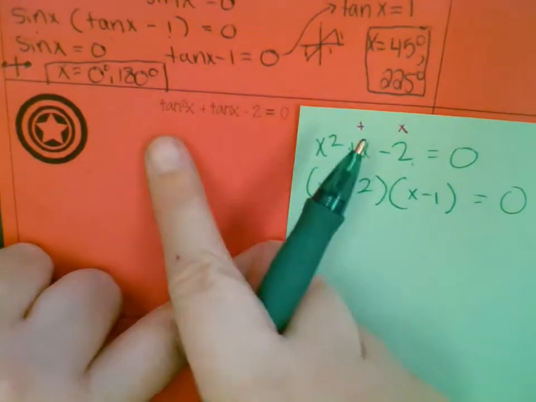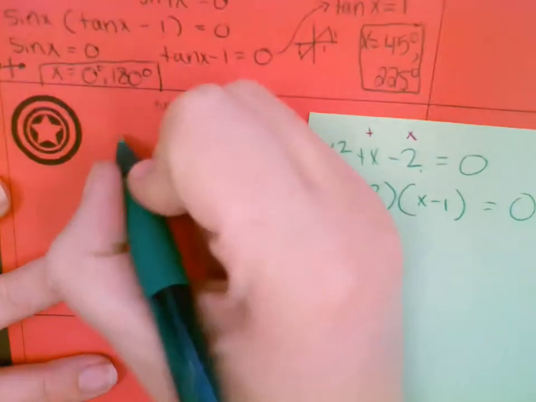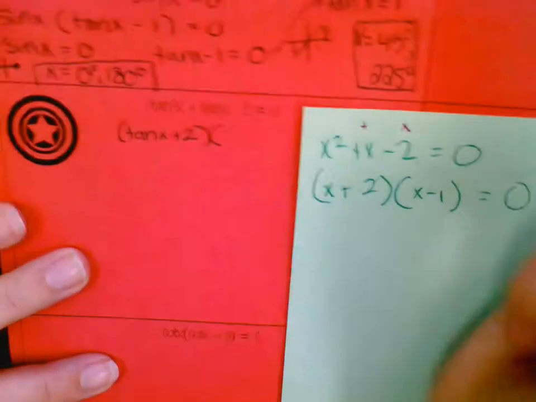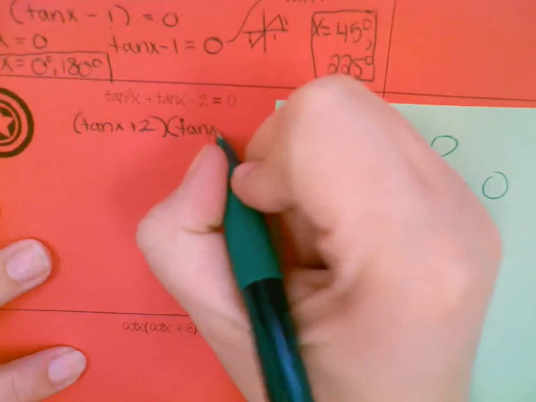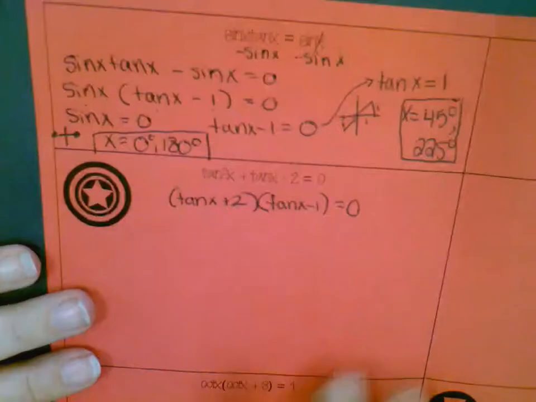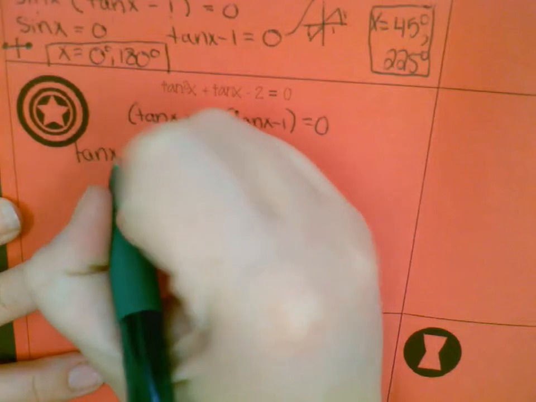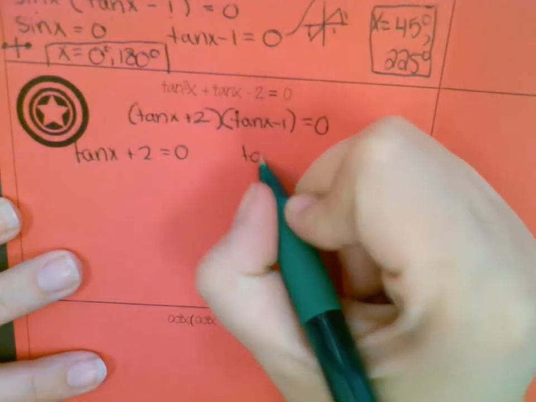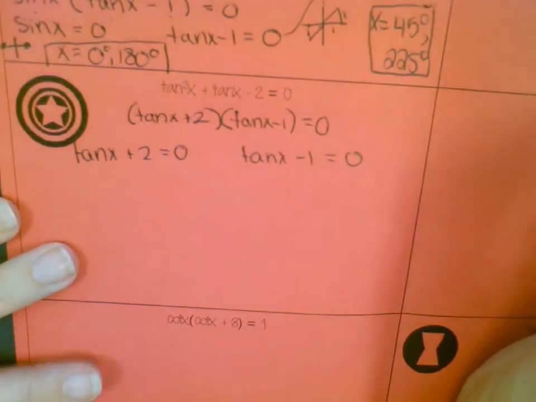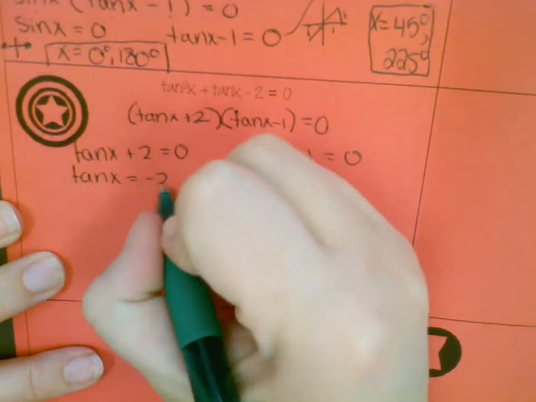Okay, so we're going to factor this just like what we would do here, except it has a tangent in it. So it would be tangent of x plus 2 times the tangent of x minus 1 equal to 0. Okay, and now we can split it up just like we did up here. So we would have that the tangent of x plus 2 equals 0 and the tangent of x minus 1 equals 0. And then solve each one separately like their own equation. So here, if I subtract the 2, I get tangent of x equals -2.